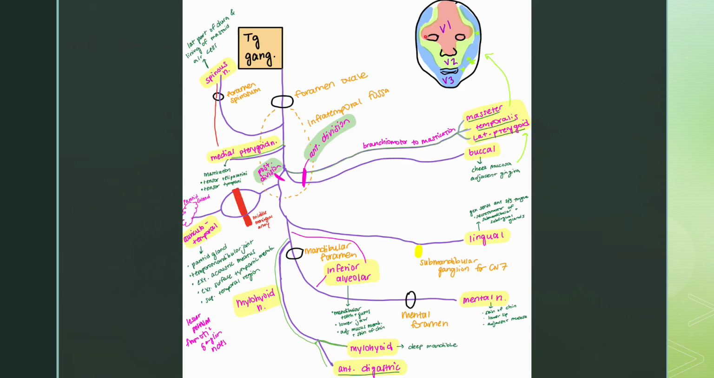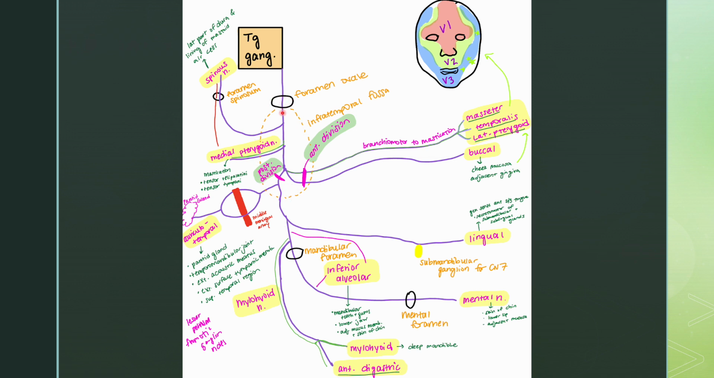As we know, the V3, the mandibular branch, goes through the foramen ovale. But what happens after that? It goes through there, and now it has entered the infratemporal fossa. That makes sense. That's where the fossa is. The foramen ovale is right above it, so you go down into it.